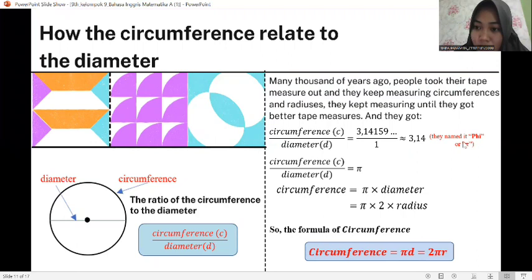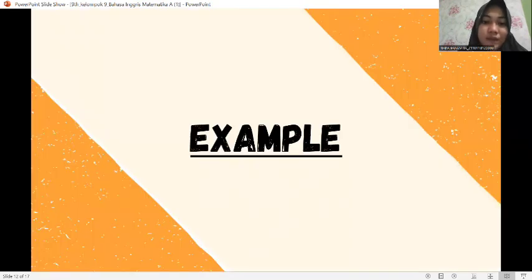The circumference divided by diameter equals π. So circumference equals π times diameter. Diameter is 2 times radius. We substitute: π times 2 times radius. So the formula of circumference is π times diameter or 2 times π times radius. Okay, next material.